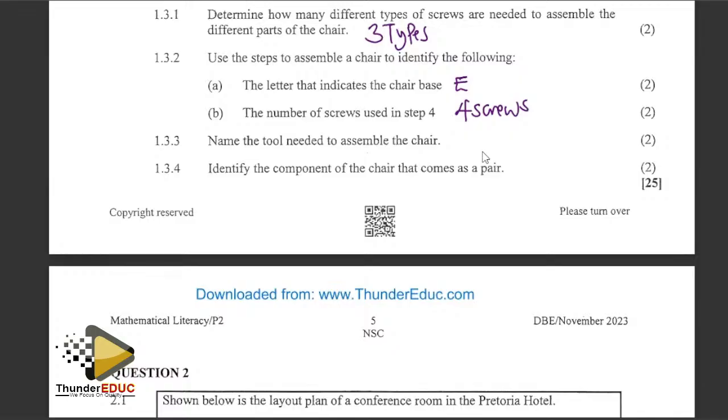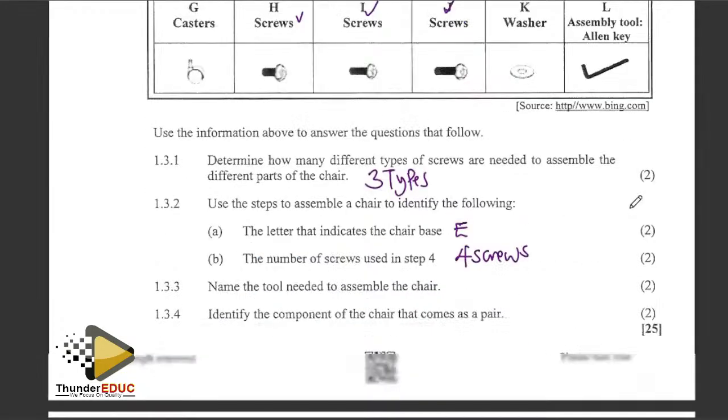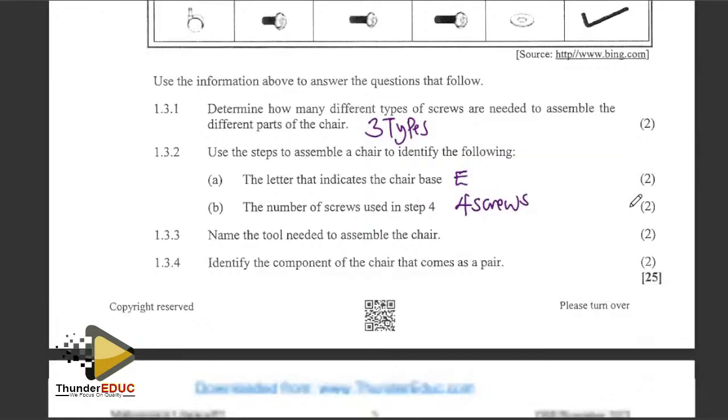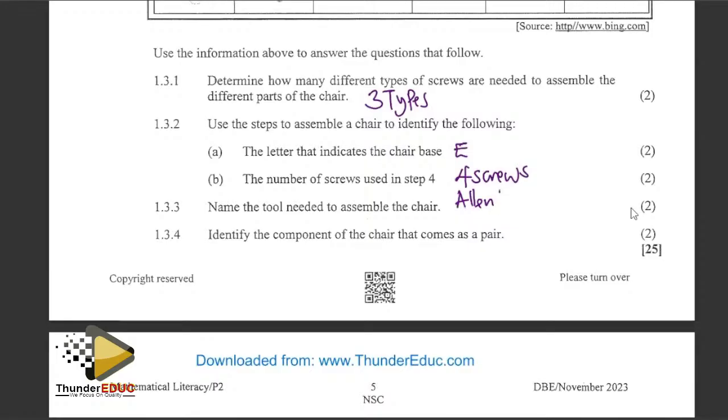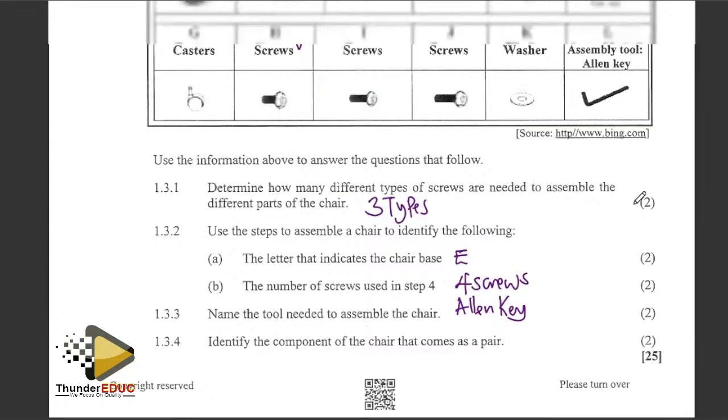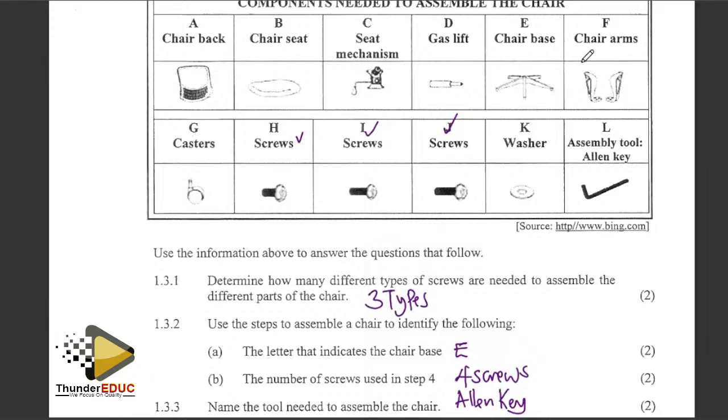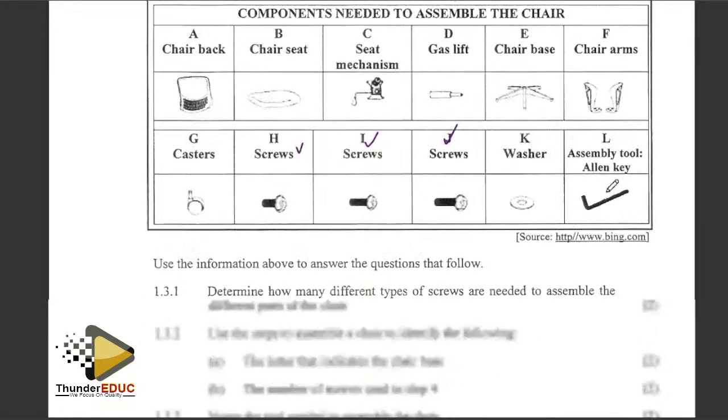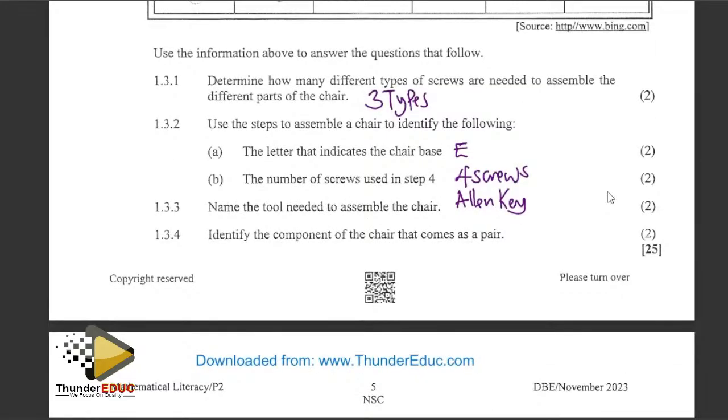They say, name the tool needed to assemble the chair. The only tool that we have is the Allen key. So we shall write it here. Allen key. Identify the component of the chair that comes as a pair. These are the 2 things that we say as a pair. Component. It comes as a pair. So it's F and it's what? The chair arms.